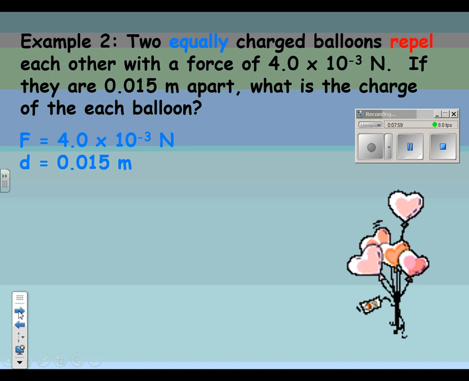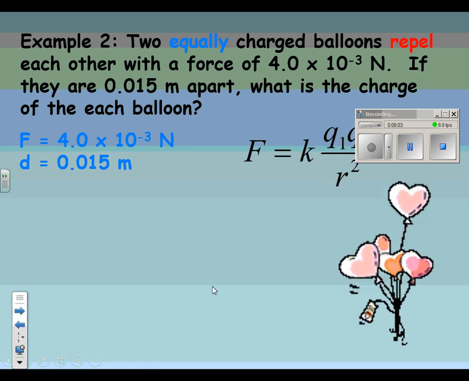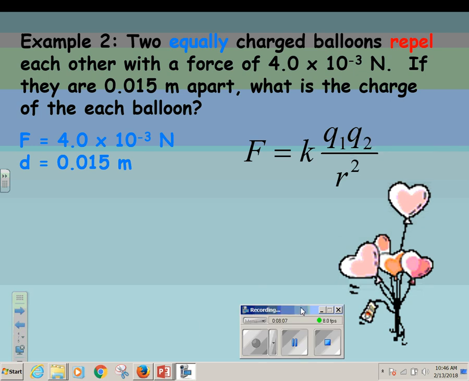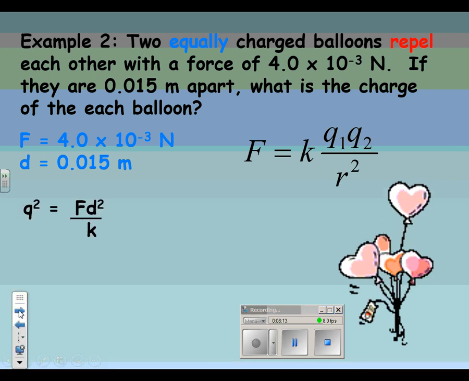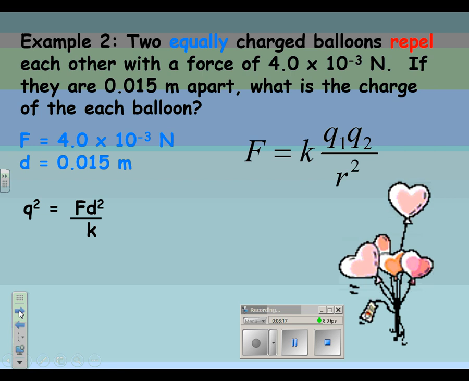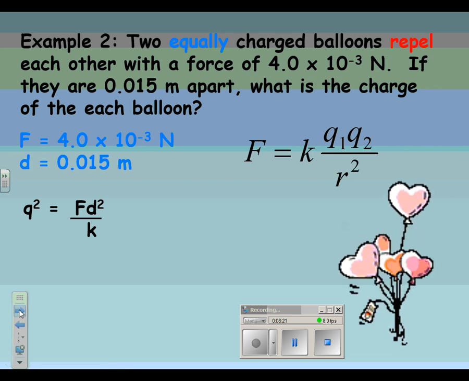So, we have our force value, we have our distance value, so we will need to take our original equation of F equals K Q1 Q2 over R squared and rearrange it. And if we are now looking for those charge values, then we can say that Q squared is F D squared or R squared divided by K. And then we'll have to take the square root of that.